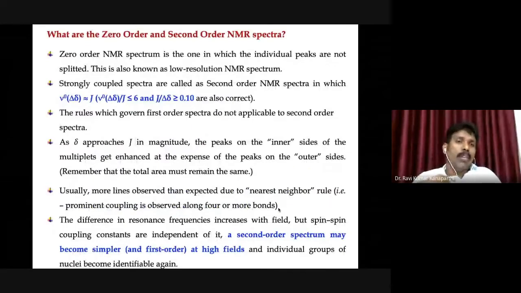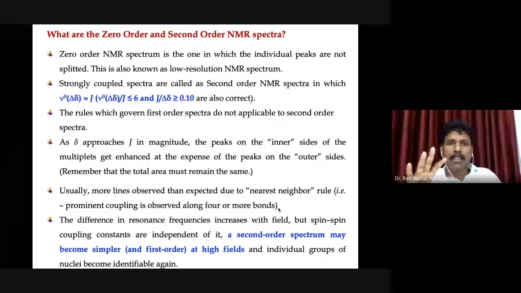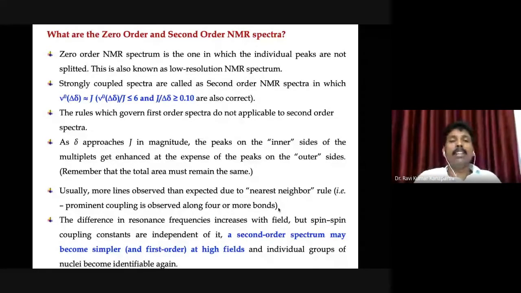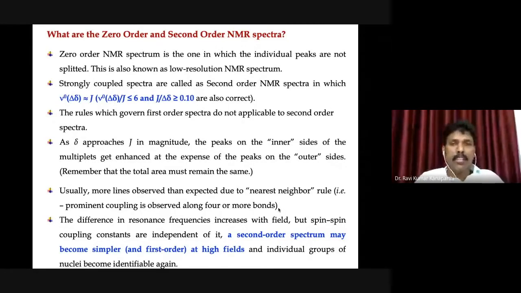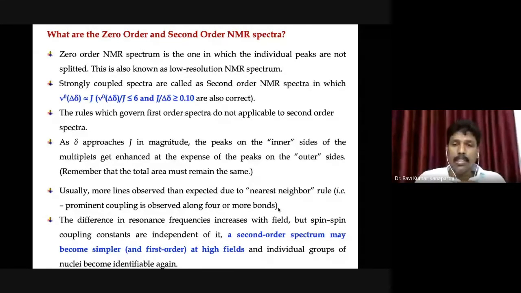Then what do you call the zero order spectrum or second order spectrum? Zero order spectrum is the spectrum which doesn't split at all. This is something I pointed out at the beginning of my introductory lectures. In the older days, the magnet used in the NMR spectrometer was very weak. It was a static magnet, not an electromagnet, unlike these days when we come across a very huge electromagnet.